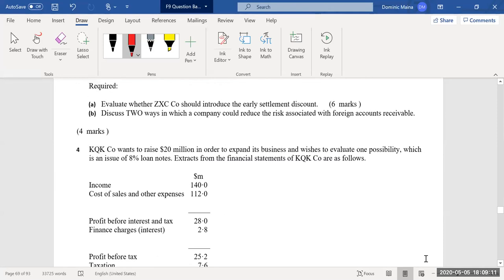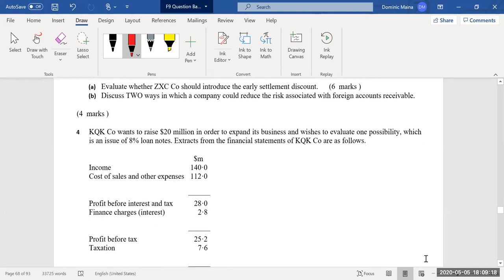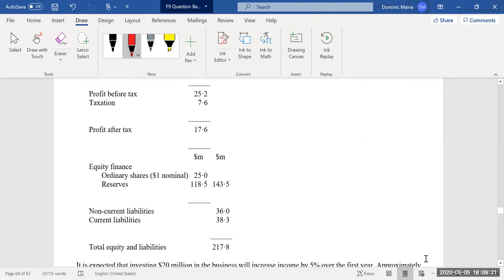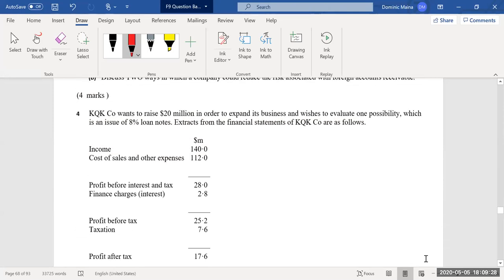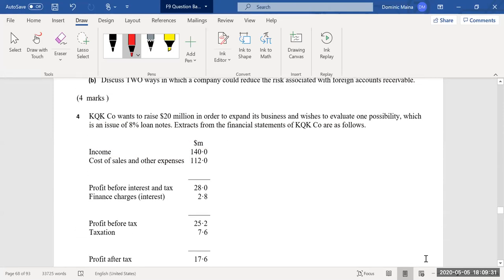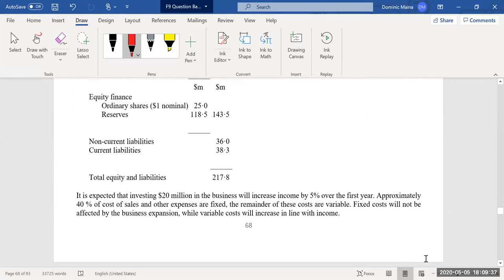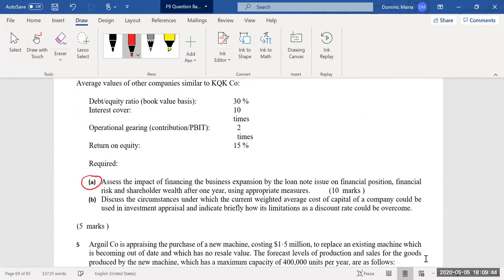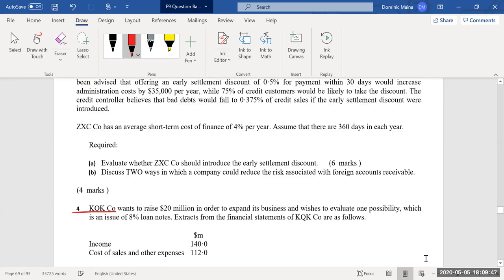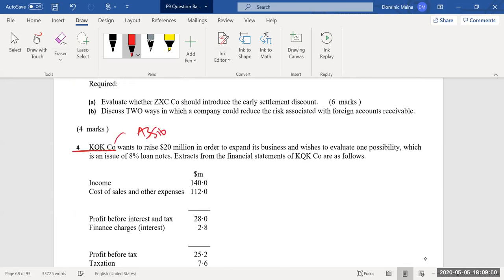So you can take note of this. I'll give you an assignment on page 68, 69, question four on KQK company, page 68. So this is your assignment, part A. It is due on Thursday.